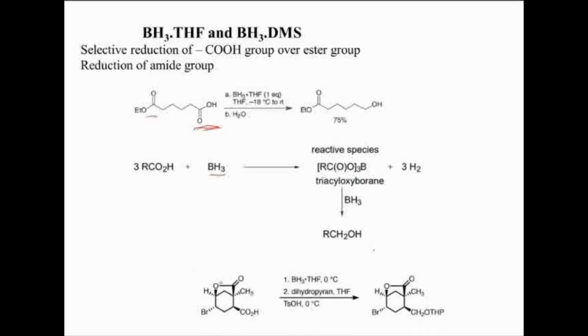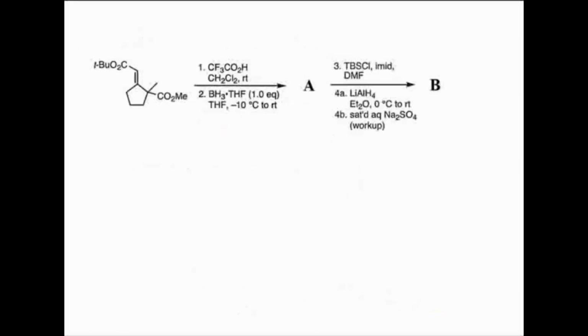So in this compound, you are having ester and carboxylic acid. Only the carboxylic acid is reduced in the first step. The second one is protection with dihydropyran. After reduction, the alcohol is protected as tetrahydropyranyl ether, which is named THP. So it is protected. This is another example.